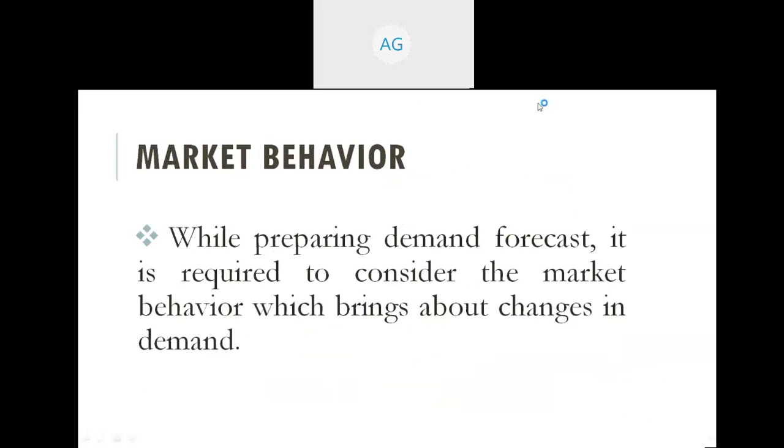Now the fifth determinant is market behavior. So while preparing demand forecast, it is required to consider the market behavior which brings about changes in demand. So obviously, the market condition needs to be taken into account while making the demand forecast for a particular company or a firm. So this is the fifth determinant of demand forecasting.